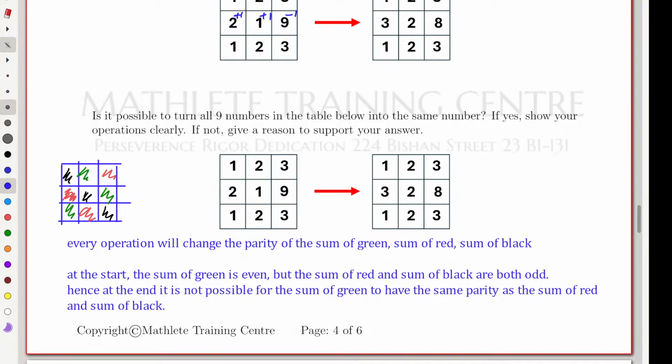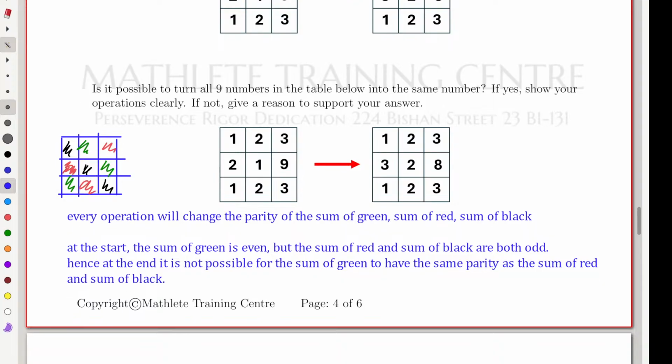Okay. So this is quite a high level kind of idea. You don't usually see this in primary school math Olympiad competitions. It's usually a secondary school Olympiad competitions kind of idea, but it's quite creative.